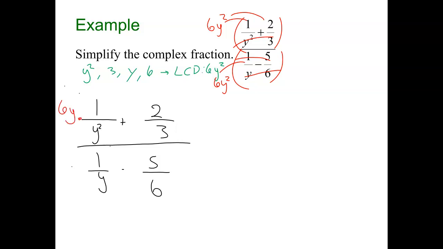Ready? That gets multiplied by 6y squared. That gets multiplied by 6y squared. That gets multiplied by 6y squared. That gets multiplied by 6y squared. Okay? Everything gets multiplied by 6y squared. So then I have that multiplication, that multiplication, that multiplication, and that multiplication. Looking at the first fraction, what simplifies? Looking at the second fraction, what simplifies?